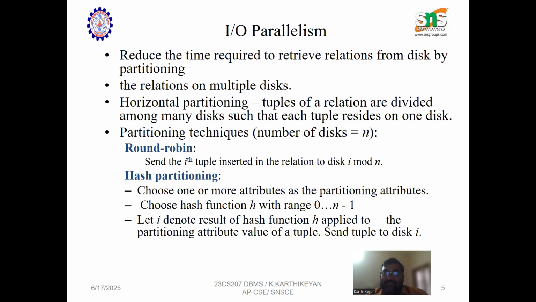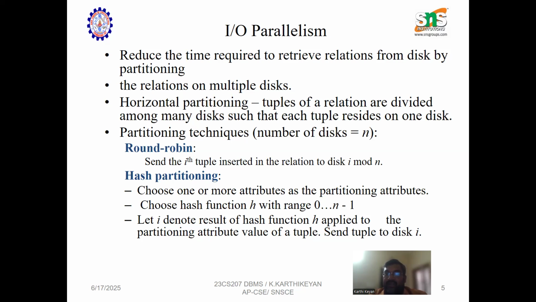So we are working simultaneously, and within 7 minutes, at the same time, you can use different sectors. The first instruction completes in 7 minutes for all processes before entering the second, so more time can be required. If you implement IO parallelism, you can easily complete the process within a time period. It reduces the time to read the relation from the disk by partitioning the relation across multiple disks. In horizontal partitioning, tuples of a relation are divided among many disks such that each tuple resides on one disk.